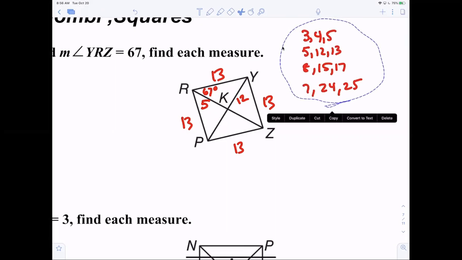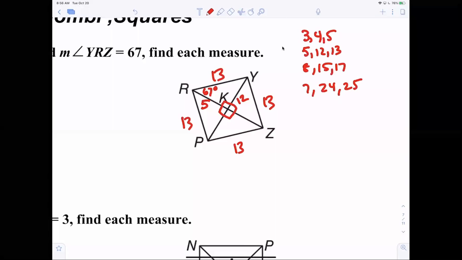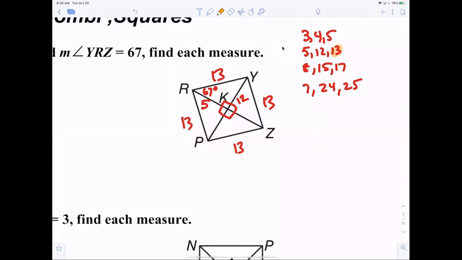So how did I know it was 12? Well, first of all, it's a rhombus, so the diagonals are what? Perpendicular. Does everybody agree? So that makes it a right triangle. So 13 is the hypotenuse. One of the legs was 5. That means the other leg has to be 12. Does everybody agree?